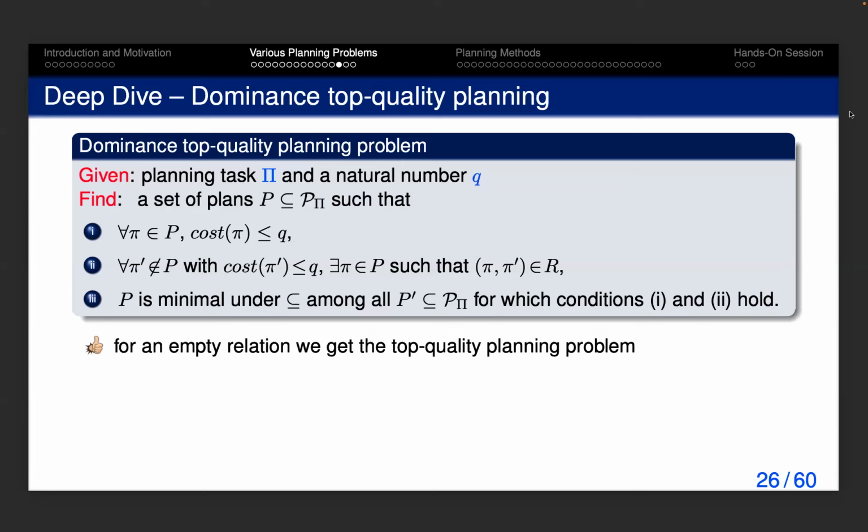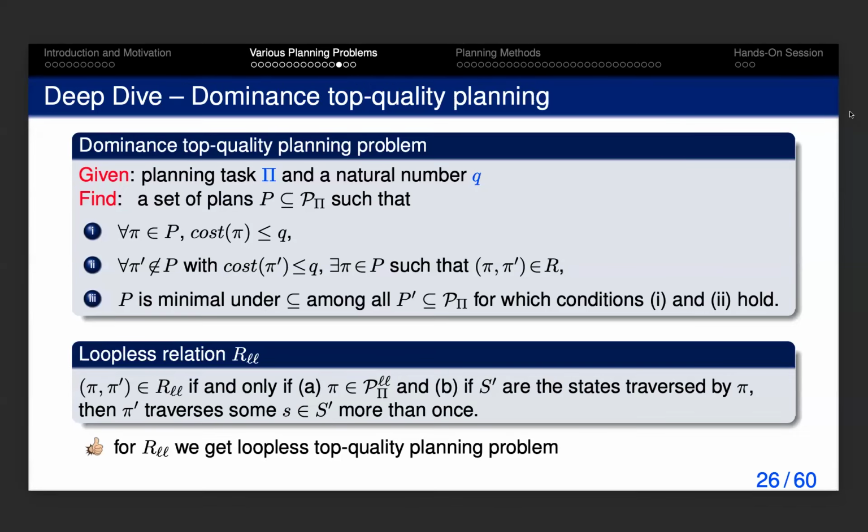So for the empty relation, we get the top quality planning problem, right? For RU, which is the unordered relation, we get the unordered top quality planning problem. Works for every plan not there, it must be there, right? So for R subset, we get the subset quality planning problem. That was just copy paste from the previous definition, basically. And for loopless, we didn't have a relation, but now we do.